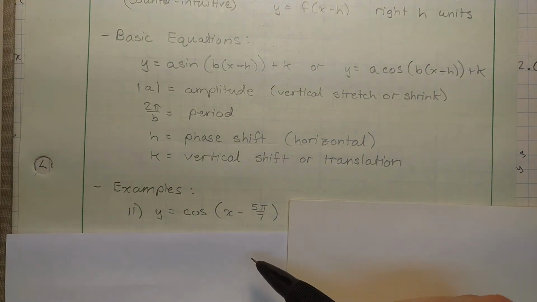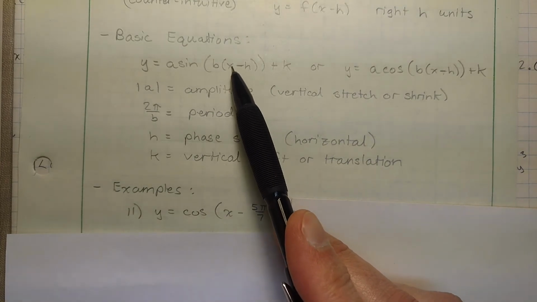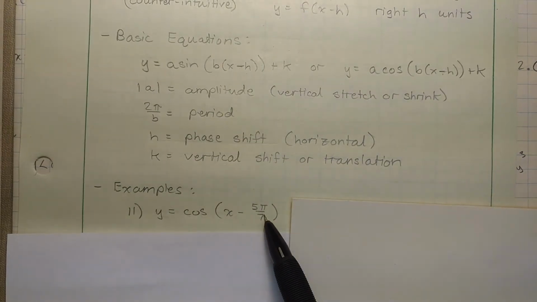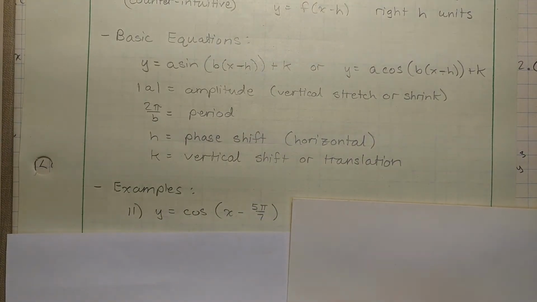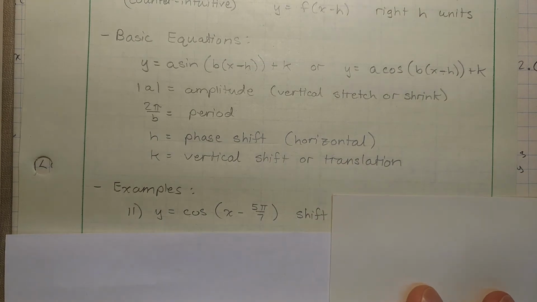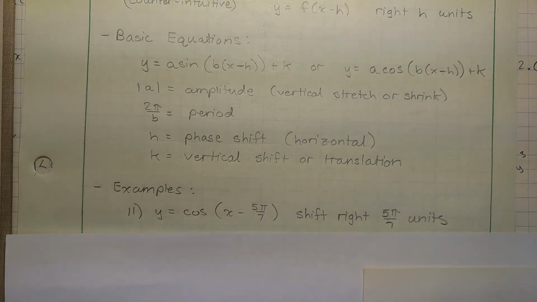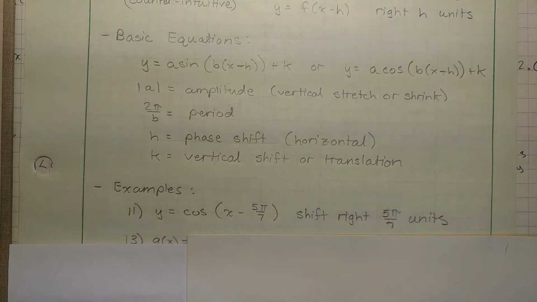My h here is what is subtracted from x, so 5 pi over 7 is subtracted from x. So that is our phase shift, 5 pi over 7, and we would describe it as a shift. Since it's subtracted, it's going to go to the right, shift to the right, 5 pi over 7. That's all we have to say, just like we've done before. Shift to the right, 5 pi over 7. Now let's look at 13.